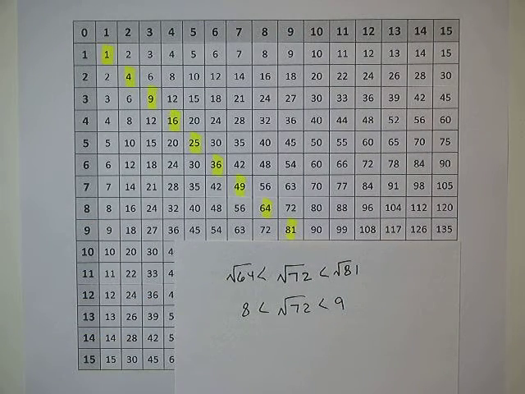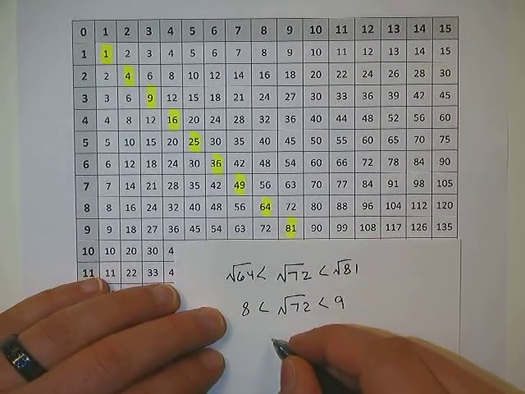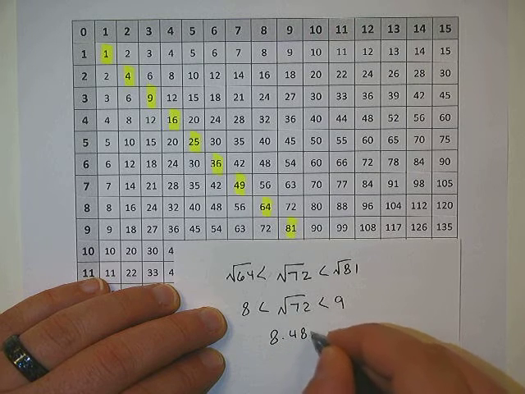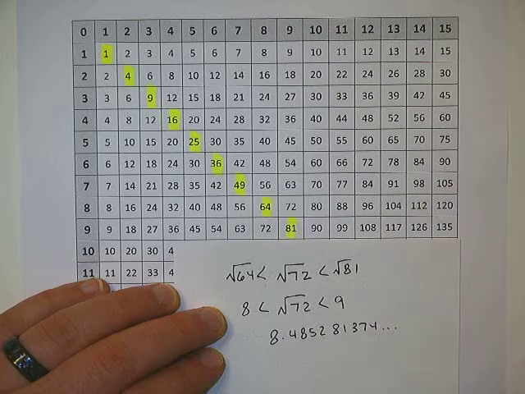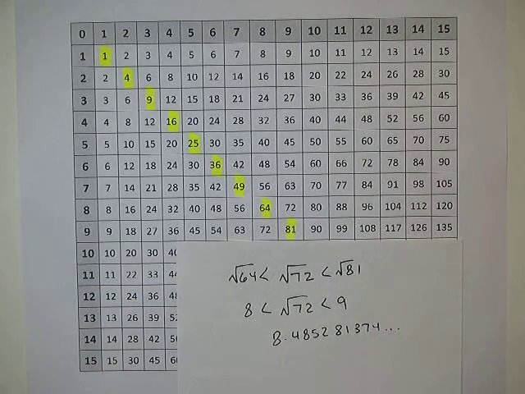So we know that the square root of 72 is between 8 and 9. Okay. Now we could use a calculator if we had one handy to realize that this is actually equal to 8.485 and so on. That's a good estimate.